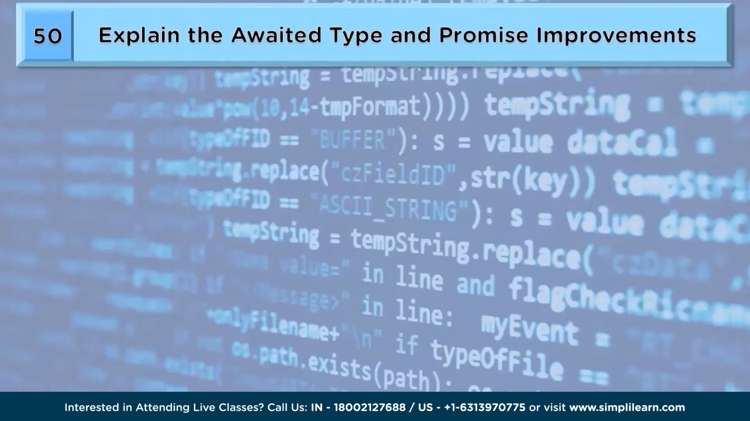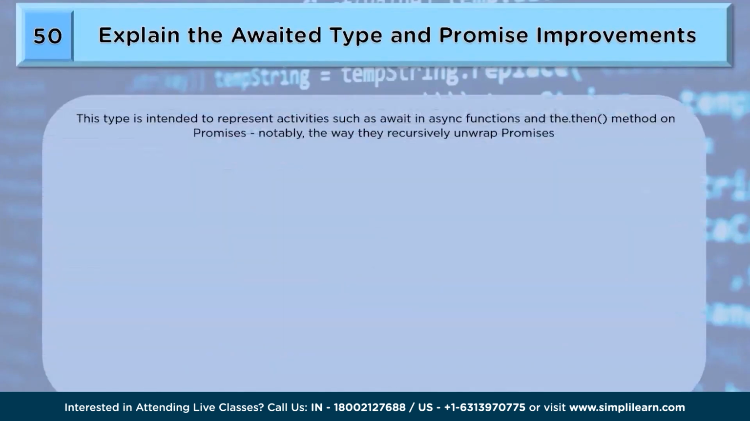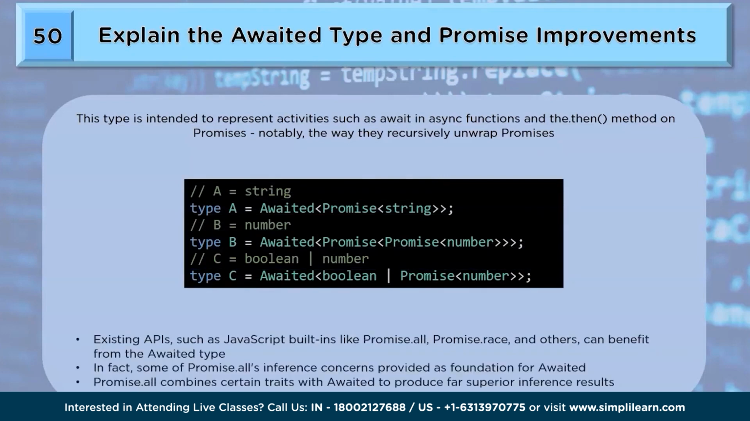Explain the Awaited type and Promise improvements. This type is intended to represent activities such as await in async functions and the .then method on promises, notably the way they recursively unwrap promises. Existing APIs such as JavaScript built-ins like Promise.all, Promise.race, and others can benefit from the Awaited type. In fact, some of Promise.all's inference concerns served as a foundation for Awaited. Promise.all combines certain traits with Awaited to produce far superior inference results.